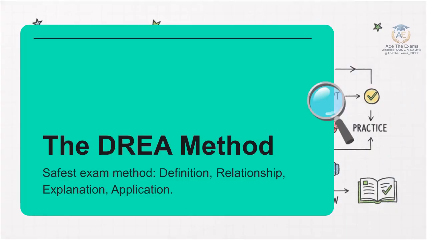Now notice how we could distill those 4 steps into one powerful, easy-to-remember acronym. We call this the DREA method. That's definition, relationship, explanation, and application. By internalizing this DREA framework, you are essentially building a bulletproof cause and effect chain. This is, without a doubt, the safest and most effective exam answering method out there. Frankly, it is exactly the kind of structured, mature reasoning that examiners absolutely love to see on a test paper. It shows you're not just guessing, you have a system.